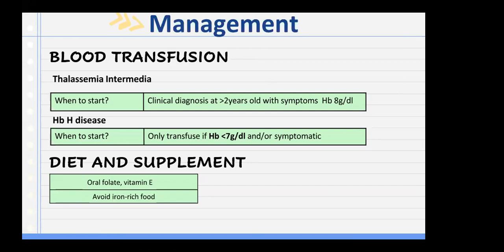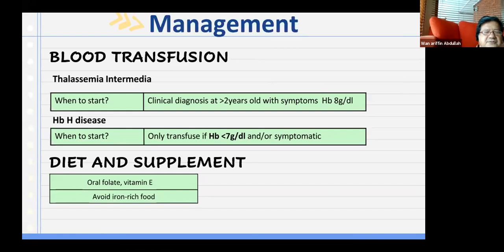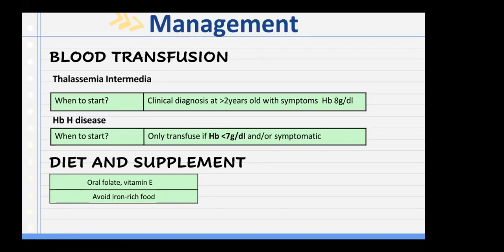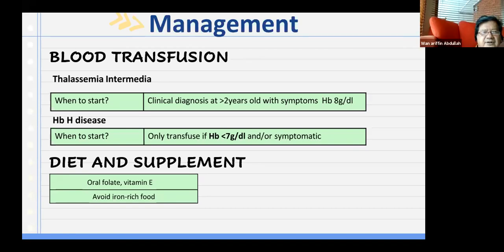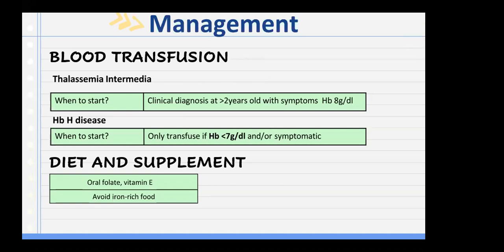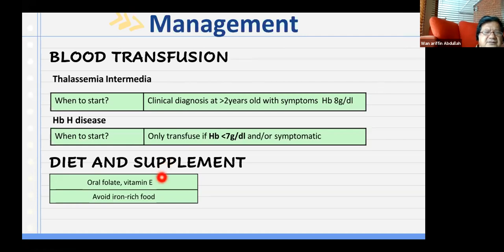Okay, for diet and supplement, we give oral folate and vitamin E. I read it for healing purpose. And avoid iron-rich food to prevent iron overload. For healing purpose? What do you mean? For platelet function. Which one? You give what for healing? Vitamin E. Vitamin E, I'm not sure, but I think the theory is that it stabilizes the red blood cells, so they are more resistant to hemolysis. Yeah, but it is not used routinely, because it is just a theory.